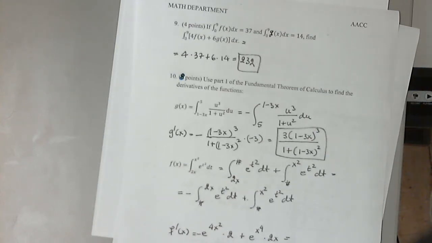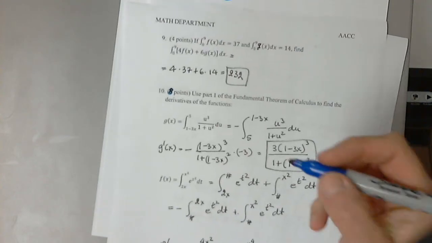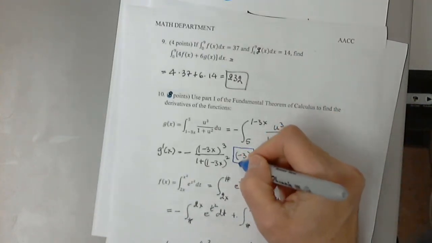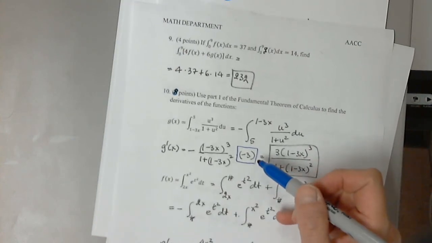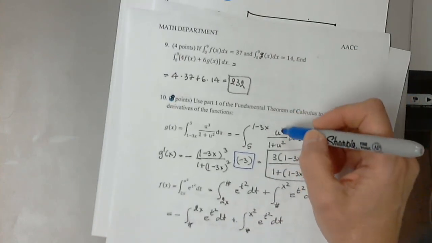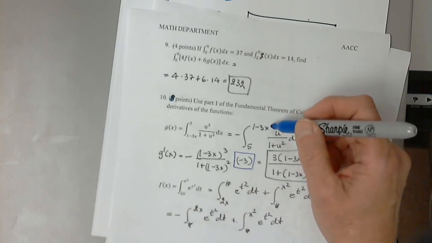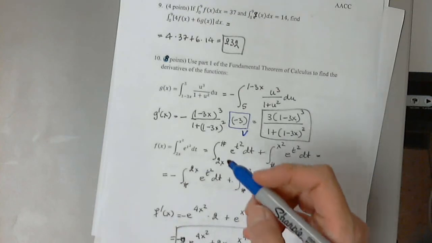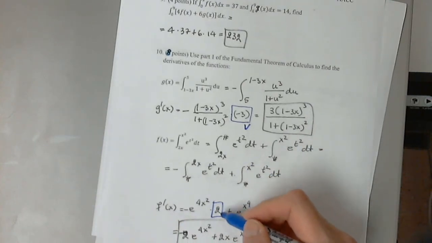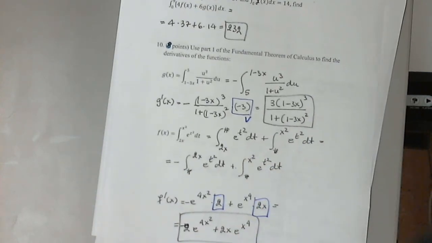Okay, I want you to talk about this for a moment. Please remember you have to multiply by the inner function prime. So you cannot just simply replace u by 1 minus 3x. You also have to multiply by the inner function prime. The same thing here. You have to multiply by the inner function prime.